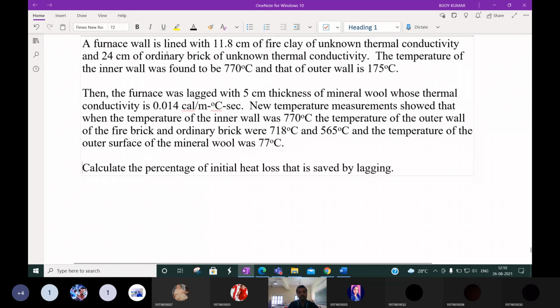A furnace wall is lined with 11.8 centimeter of fire clay of unknown thermal conductivity and 24 centimeter of ordinary brick of unknown thermal conductivity. The temperature of the inner wall was found to be 770 degrees centigrade and the outer wall was found to be 175 degrees centigrade. Okay, so let me draw.